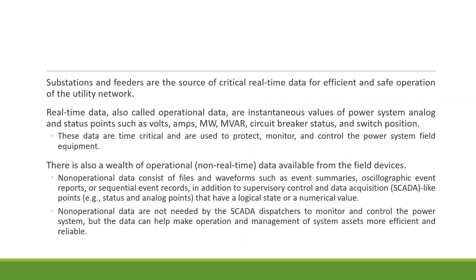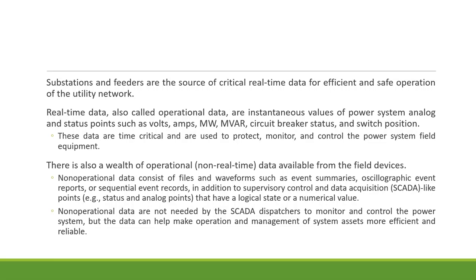Continuing with substations and feeders, they are basically the source of critical real-time data. Already we discussed a little bit about what we mean by real-time data: we are interested in data of voltage, current, frequency and other events. So these are the points from where we usually capture the value of voltage, the value of current, or the performance of a distribution transformer. So feeders and substations are sources of critical real-time data for efficient and safe operation of the utility network.